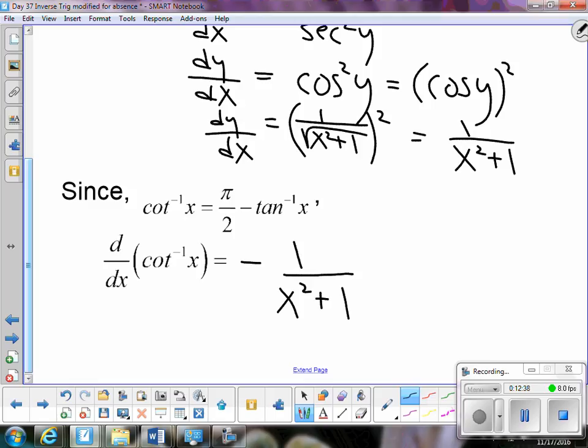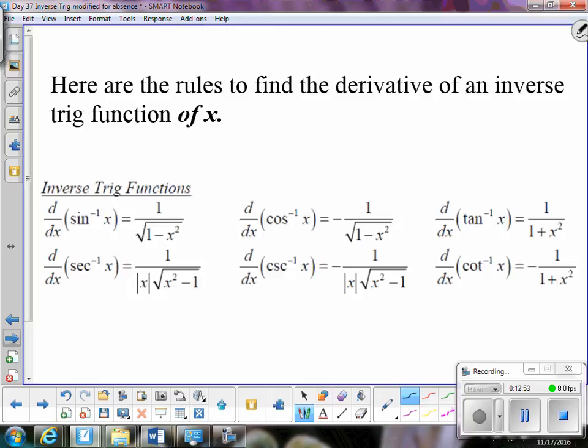So if you can remember that the derivative of inverse tan is 1 over x squared plus 1, the derivative of inverse cotan is negative 1 over x squared plus 1. It's just the same thing, but it's negative. And that's how it works for the other two also. I'm just putting them all up here so you can see them all at once.